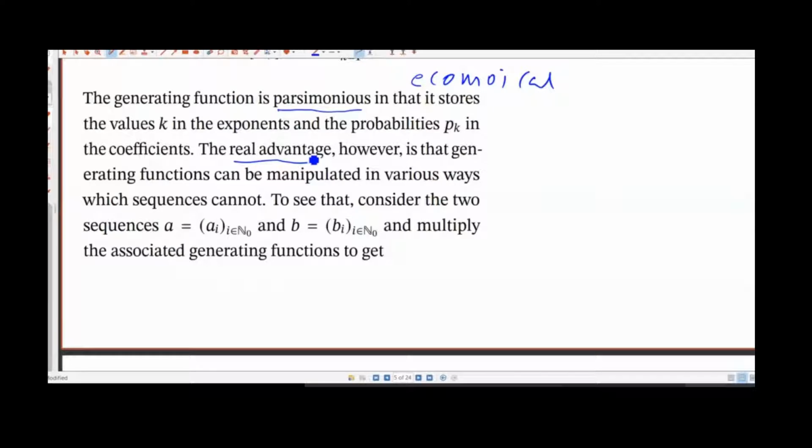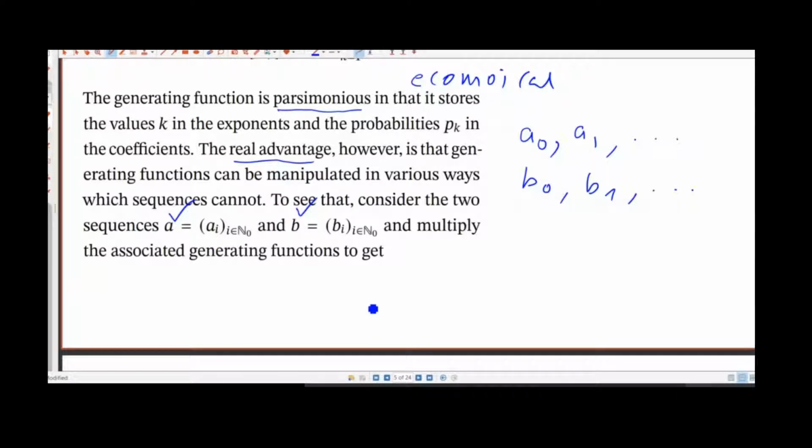So let me start with a sequence. I have two sequences, A and B, and I will write it in a simple notation. Let's say the sequence A has elements A0, A1, and so on. Let's call this sequence A. And let's say sequence B is B0, B1, and so on. So I call that sequence A and I call that sequence B.